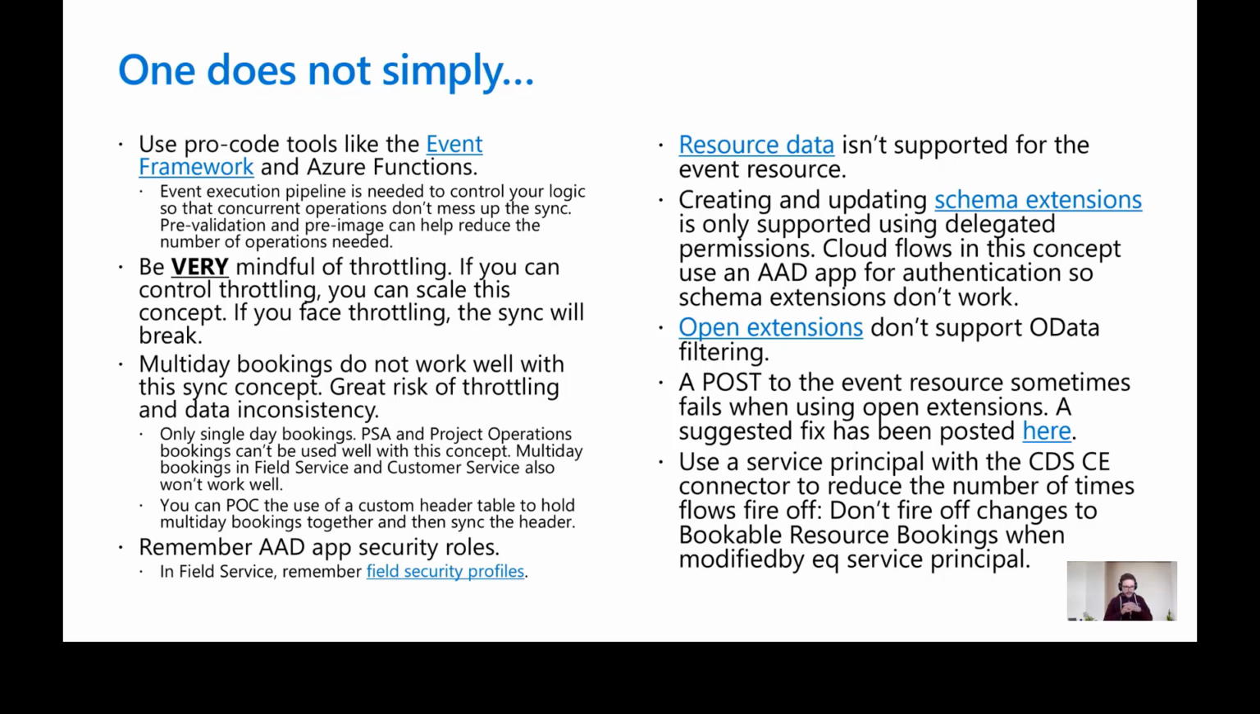Another thing is to be extremely mindful of throttling. Think of a scenario where you have 2,000 field technicians and you create 2,000 bookings in Dynamics, and those get synced to Outlook, with Power Automate running in between. Your flows are going to start throttling pretty soon. The more updates you make, the more throttling you're going to see. I'm not even sure how you control throttling natively in Power Automate. It can be done with Azure Functions, so you can live on the edge and make sure your connectors don't throttle.